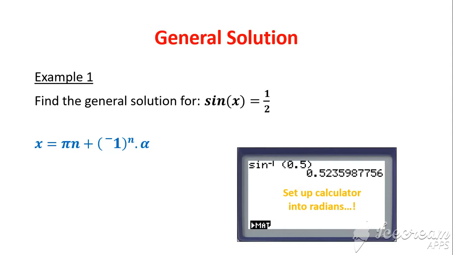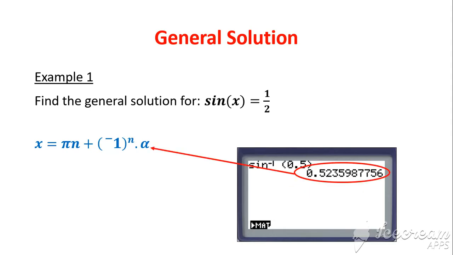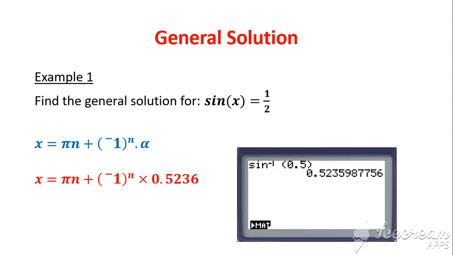Right, well, the first thing we need to do is take the inverse sine of 0.5 or half, and we get 0.5236. We've rounded that to 4 significant figures, and our calculator is set up in radians. This value is the value of alpha. So our general solution, x is equal to pi n plus -1 to the power of n times 0.5236. That's it, we're done. This formula will give us all solutions to the equation sine x is equal to 1/2.